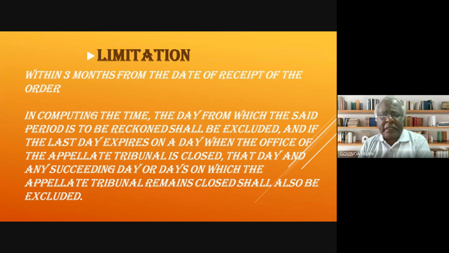In computing the time limit of 3 months, the day from which the said period is to be reckoned shall be excluded, and if the last day expires on a day when the office of the appellate tribunal is closed, that day and successive days on which the appellate tribunal remains closed shall be excluded. So the date of receipt of the order is to be excluded. Suppose today you receive the order, today is not counted in the limitation period. Likewise at the end, if the tribunal is closed for whatever reason, whether a public holiday or Sunday, such holidays shall also be excluded.